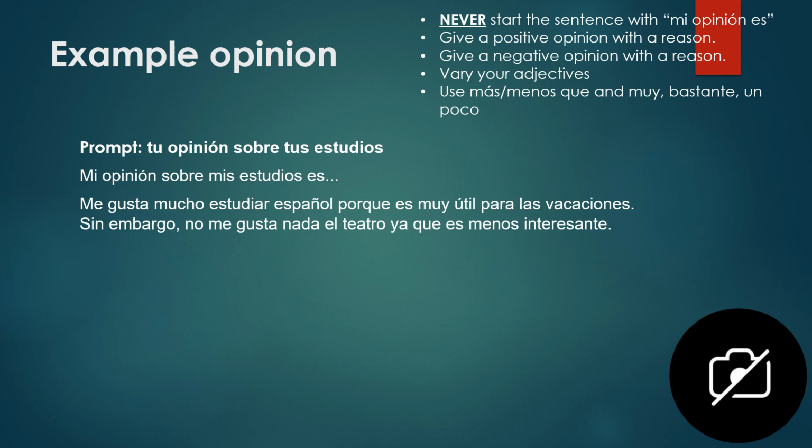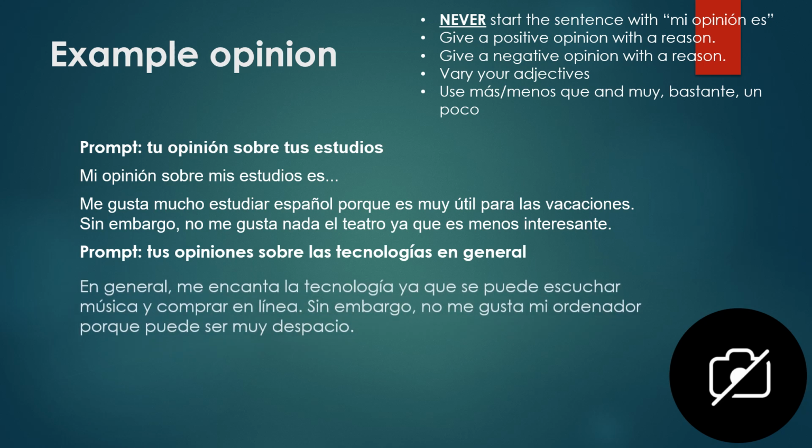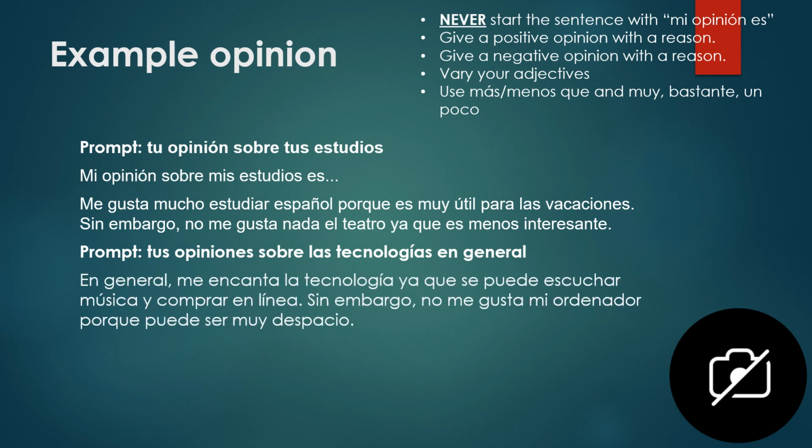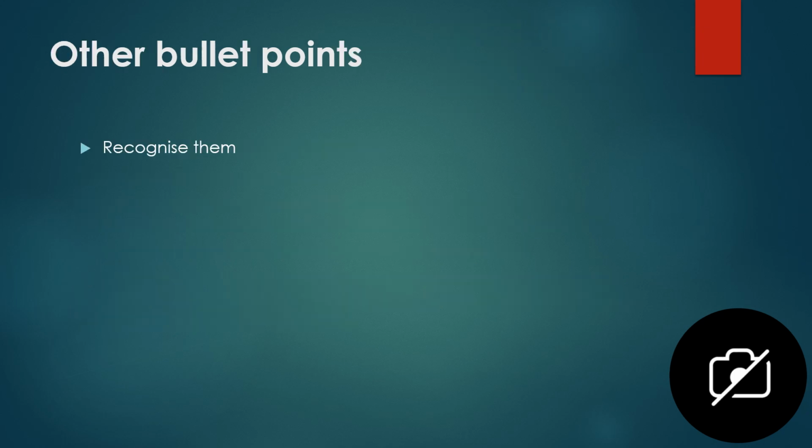So once again, I've used ya que for variety, a different opinion phrase, and because I'm using a positive then a negative opinion, I can use contrast. Tus opiniones sobre las tecnologías en general. I've started off with en general, lifted it from the question. Me encanta la tecnología ya que se puede escuchar música y comprar en línea. 2 activities you can do. Sin embargo, no me gusta mi ordenador porque puede ser muy despacio. Don't like it because it can be slow. So here, once again, I'm just using a bit of variety there with the opinion phrases, saying a couple of activities that you can do. So again, it just gets up my range of language.